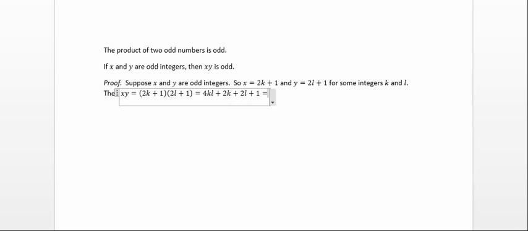And we want to make it obvious that this is 2 times something plus 1. Well, we got the plus 1, but the other 3 terms have to be 2 times something. But we can see that it is, right? We can factor out a 2. That leaves 2kl plus k plus l, and then the plus 1. And again, 2kl plus k plus l, we don't really care what that is, just that it is an integer, and it is. So xy is odd, and we're done.